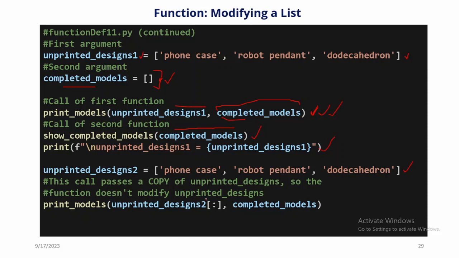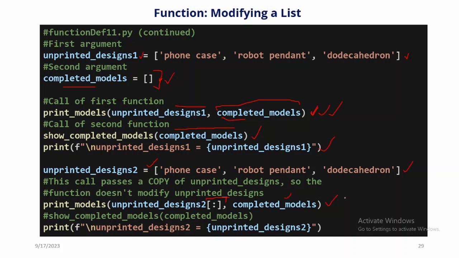How do you pass a copy? We make a copy by using this method that we learned before when we were talking about lists. So nothing before the colon and nothing after the colon says copy everything in the list and pass it in. So while this second call to the function modifies completed models, it doesn't change unprinted designs because a copy of unprinted designs was passed and not the list itself.